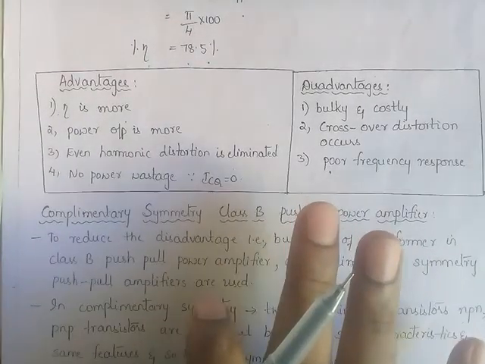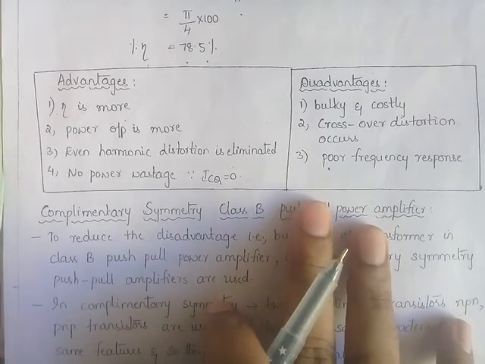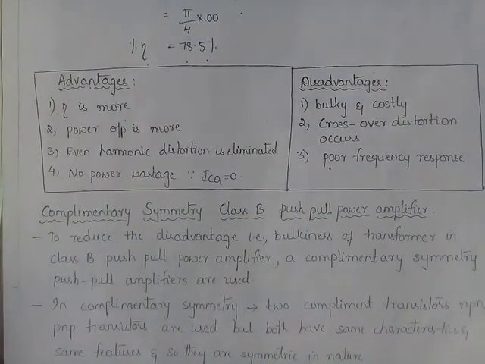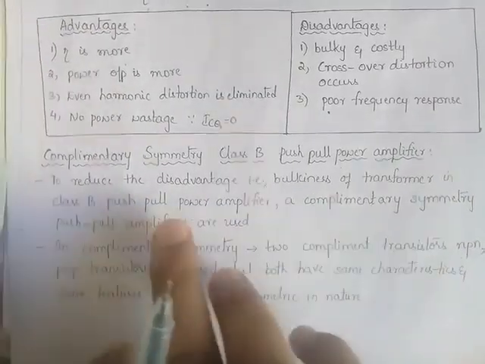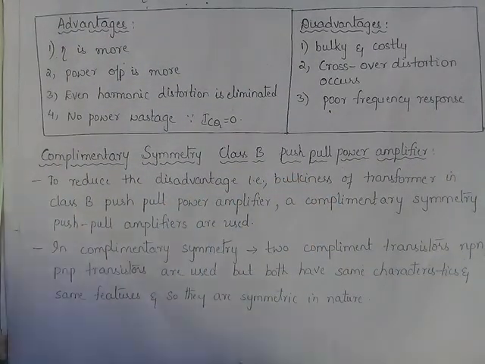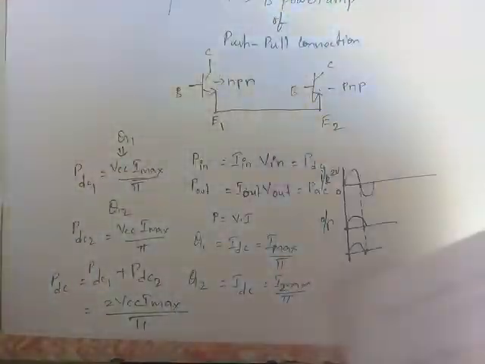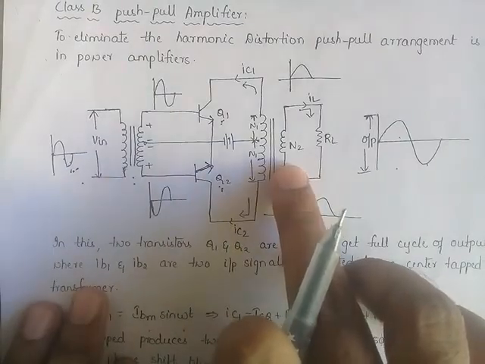Okay, this is the operation and the calculation of efficiency of the class B push-pull amplifier. And in push-pull power amplifiers, we have another type of amplifier known as the complementary symmetry class B push-pull amplifier. Complementary symmetry means we are not taking any transformer at the input side as well as at the output side.